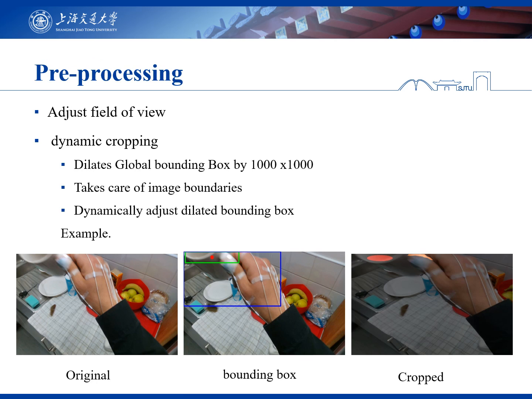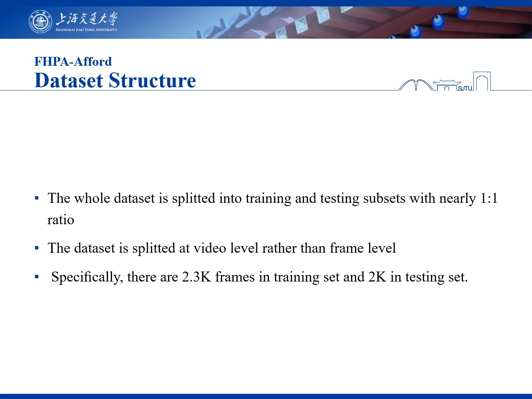Then each frame is pre-processed to adjust the field of view using dynamic cropping that dilates the global bounding box by 1000 by 1000 and takes care of image boundaries, dynamically adjusting the dilated bounding box. Below are examples of the dynamic cropping. The whole dataset is split into training and testing subsets with nearly a 1:1 ratio. The dataset is split at video level rather than frame level. Specifically, there are 2300 frames in the training set and 2000 in the testing set.